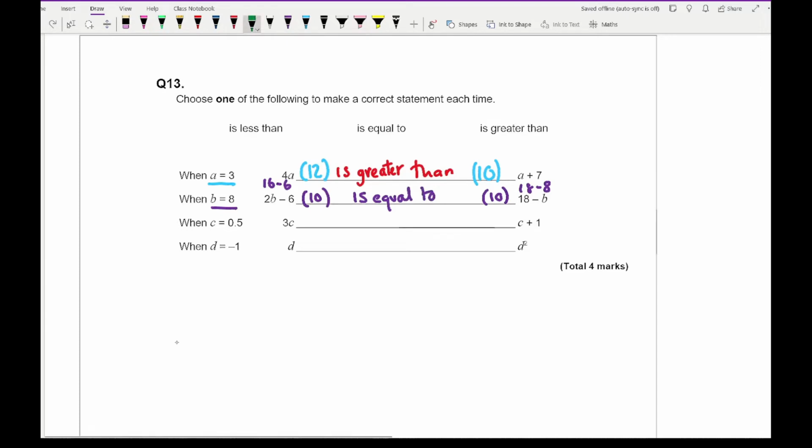Then when c equals 0.5, this is going to be 1.5. This is going to be 1.5. So again, that one is also going to be is equal to. And then with the last one of minus 1, let me just pick another color that I've not done. Let's go green. So here minus 1, and minus 1 squared is positive 1. And that is less than, so is less than.